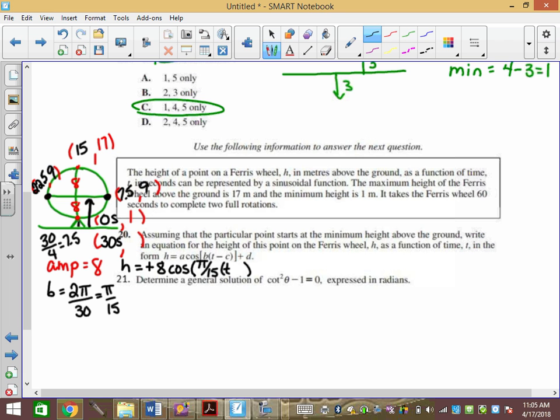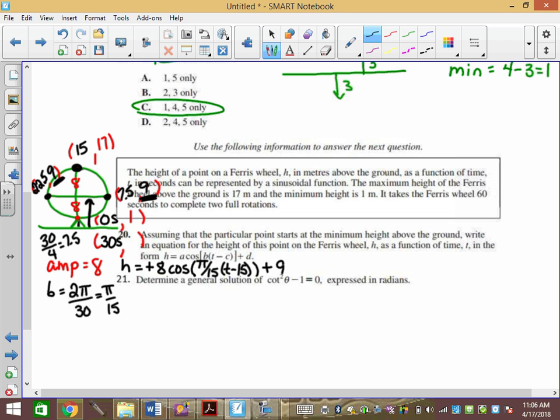T something. What's my midline? My midline is always this. The two numbers that are the same are my midline. It's where it cuts through the center of the Ferris wheel, or whatever wheel you're looking at, whatever circular object. So 9. I want positive cos, so I want the maximum. What is it horizontally? How long did it take me to get there? 15. So it's minus 15. It's how long?